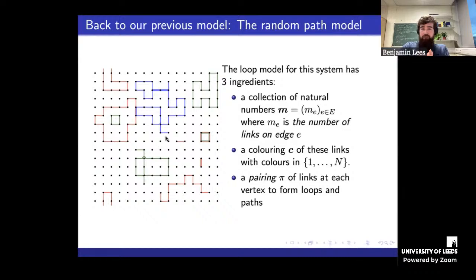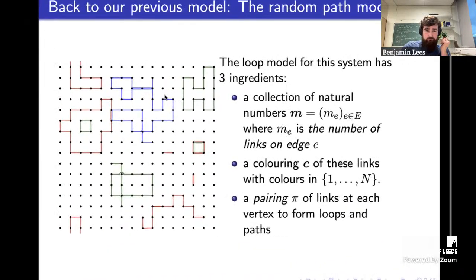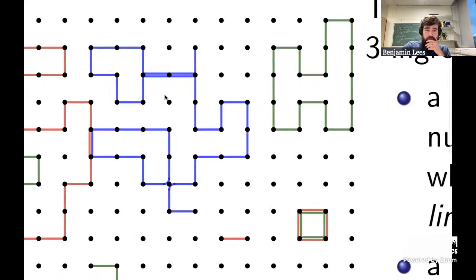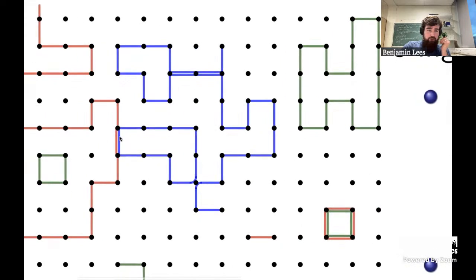So recall, here's a bigger example of the loop model. It's made up of 3 ingredients. So n, the number of links on each edge. Here, I can even zoom. This is the wonder of having a Zoom talk. So this edge has 2 links, both of them are blue. This edge has a blue and red link. But perhaps here the blue and green link is a bit better if there's anyone colorblind in the audience.